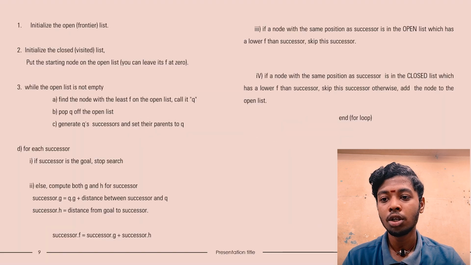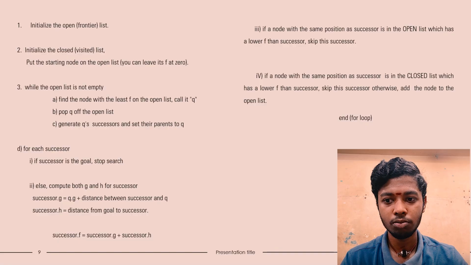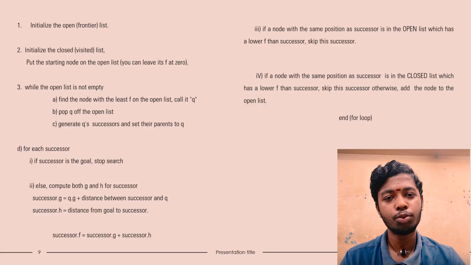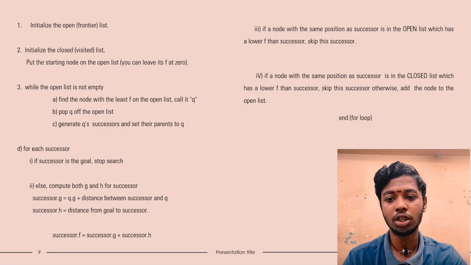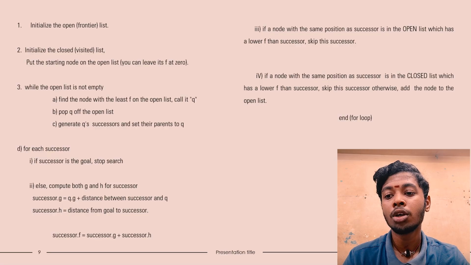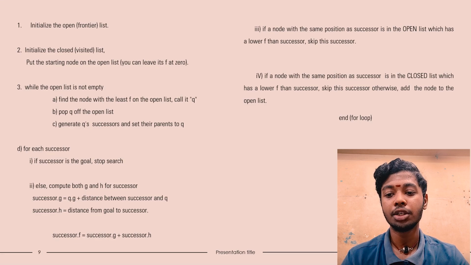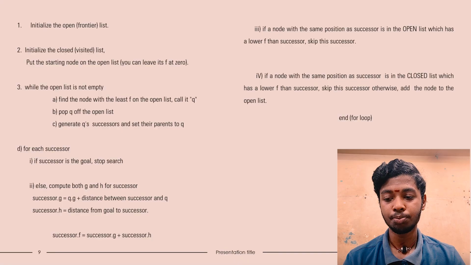Now we'll see the A-star search algorithm first. It might be a little hard, but when we solve the problem, it will become fine. So I'll first read the algorithm. Step 1, initialize the open list, initialize the closed list, and put the starting node on the open list. You can leave its f at 0. Third, while the open list is not empty, find the node with the least f on the open list, call it q. Pop q off the open list, generate q's successors and set their parents to q.